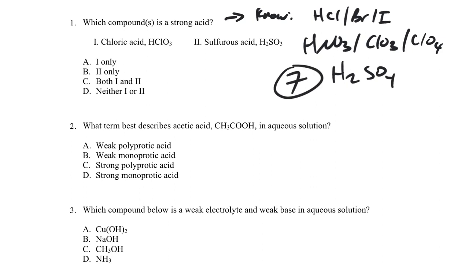Now, if we know those 7 strong acids, then all the other acids we learn how to name are weak acids. That's why it's helpful to know these are the 7 strong acids. And so of these choices, only chloric acid here is the strong acid. And sulfurous acid would be a weak acid.